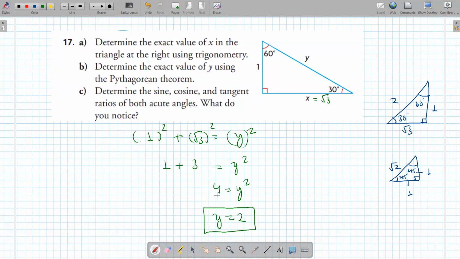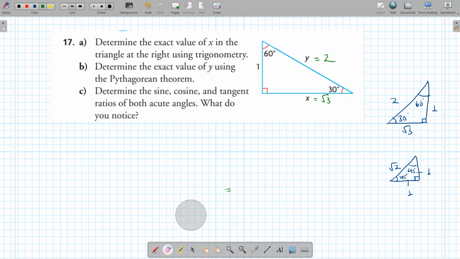Because y cannot be negative. Technically, it's plus minus 2 mathematically, but because we're talking about side lengths, we cannot get a negative number. So y is 2. That's the answer of part B. Simple. Part C says, find the sine, cosine, and tan of both angles. What do you notice? All right, let's try it.